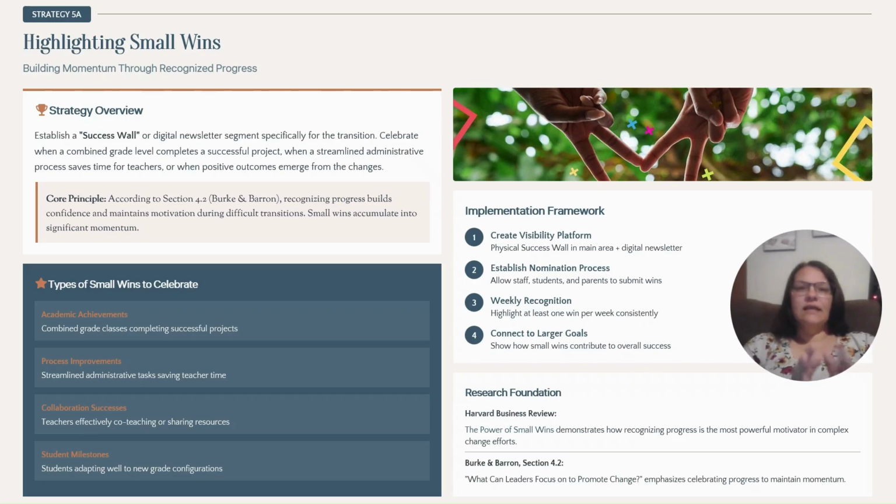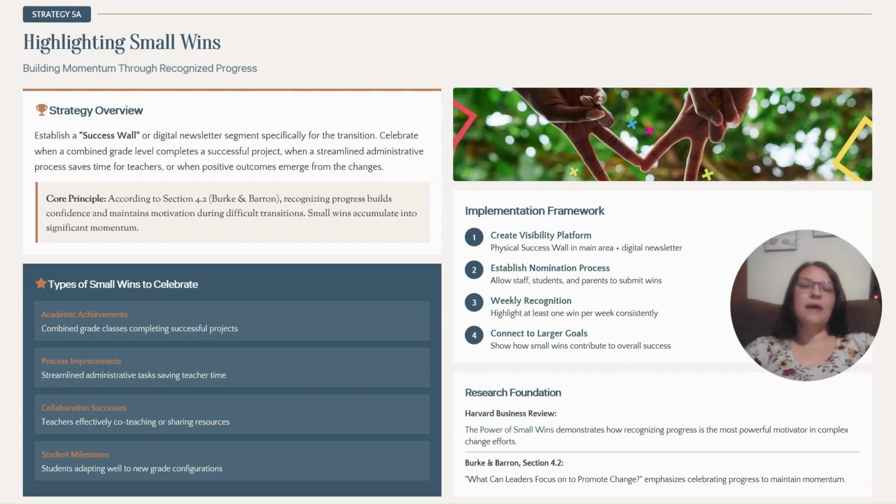First, we're going to look at highlighting the small wins. When we're building momentum through recognized progress during a difficult transition, we have some concepts to hit. We need to establish a success wall or dedicate a segment of the digital newsletter specifically to celebrating progress throughout the transition. When a combined grade level completes a successful project, spotlight it. When streamlined administrative processes actually save teachers time, announce it. When positive outcomes emerge from these changes, make sure everyone knows.